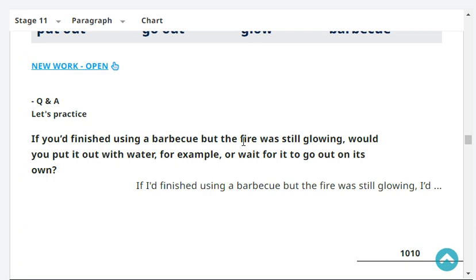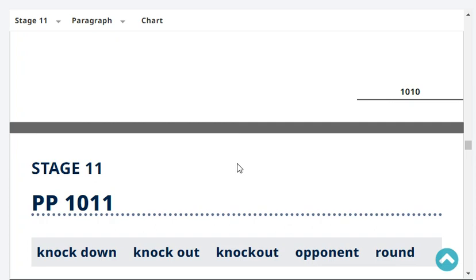If you'd finished using a barbecue but the fire was still glowing, would you put it out with water, for example, or wait for it to go out on its own? If I'd finished using a barbecue but the fire was still glowing, I'd put it out with water. I won't wait for it to go out on its own. Yeah, it will take a long time.